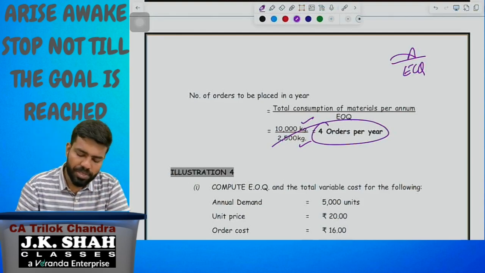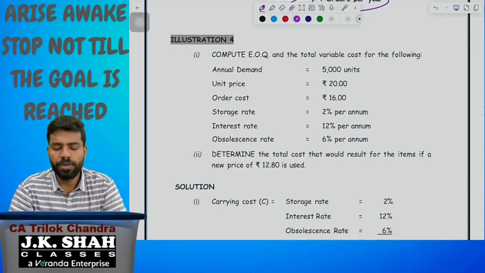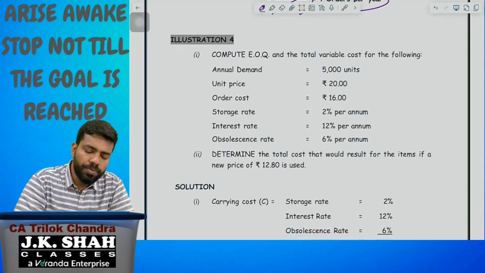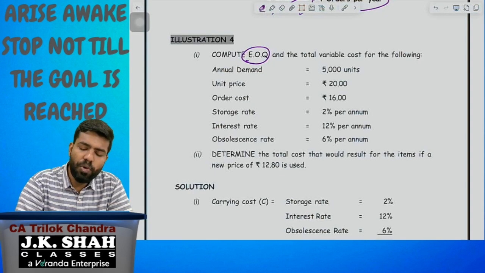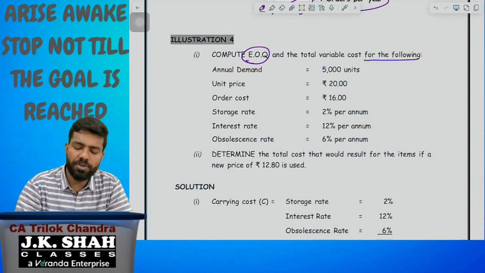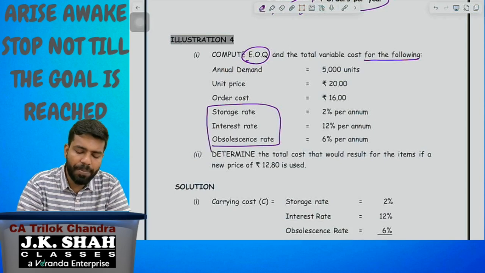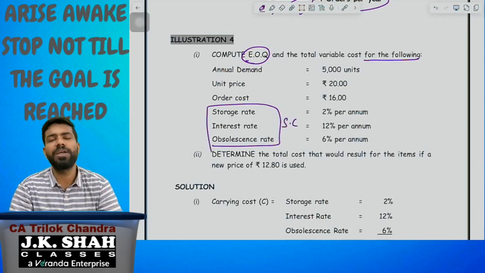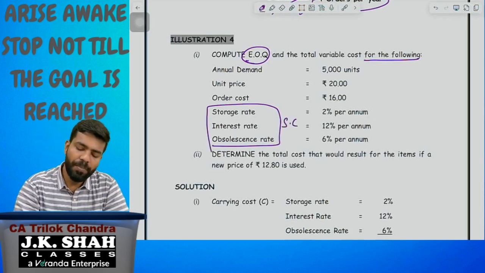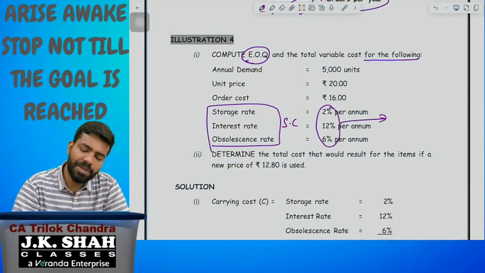Okay, now question number 4. Again compute EOQ and the total variable cost for the following. They gave annual demand 5,000 units, unit price 20, order cost 16, storage rate 2%, interest rate 12%, obsolescence rate 16%. I already told you these three are the breakup of the storage cost or carrying cost. Make the total. Total comes to 20%.